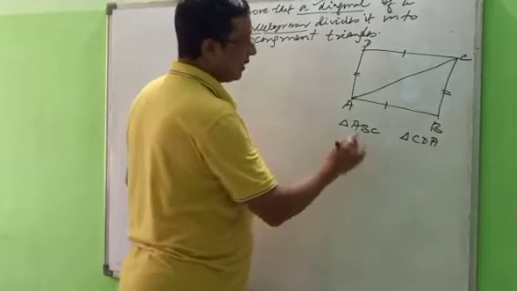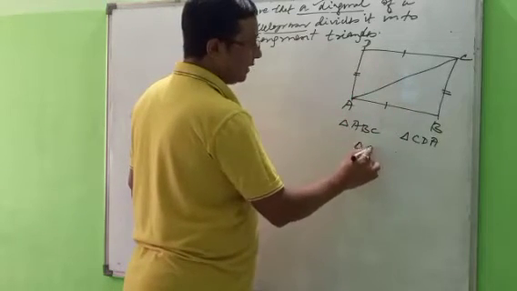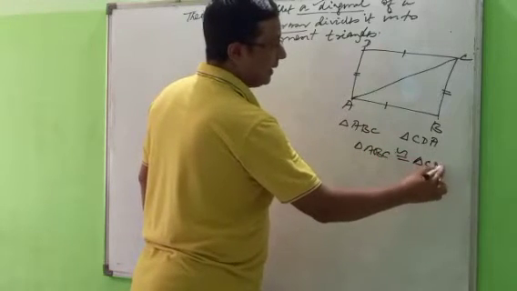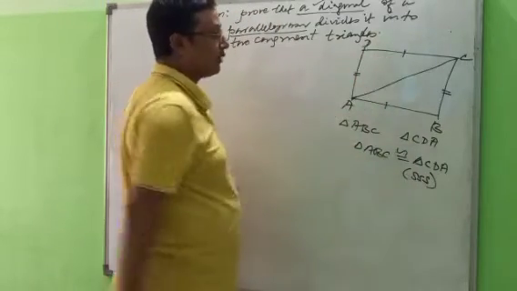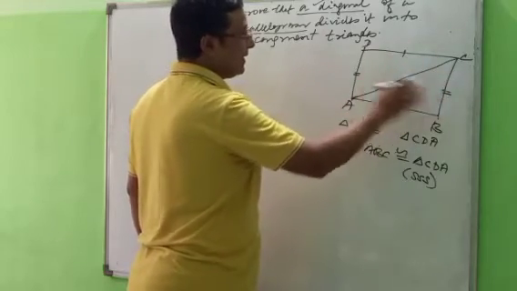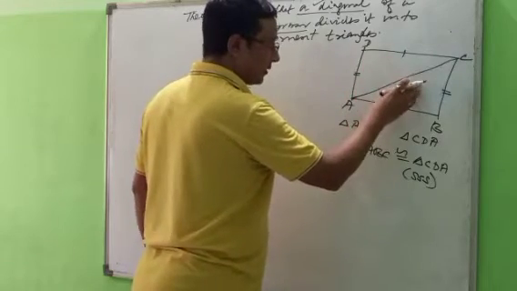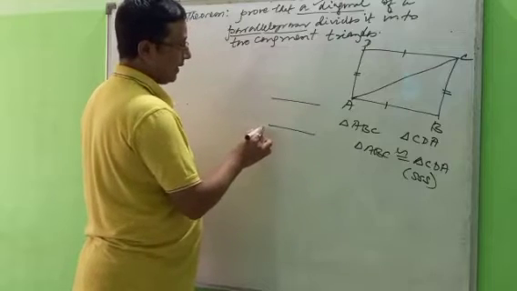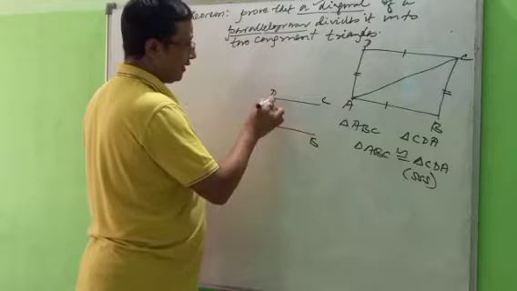So the first one, you have made the triangle congruence. You have made triangle ABC congruent to triangle CDA by SSS, or else you can make these two triangles congruent by another method. Since AB is parallel to DC and BC is parallel to AD, because the figure is a parallelogram, here AB, this is DC.